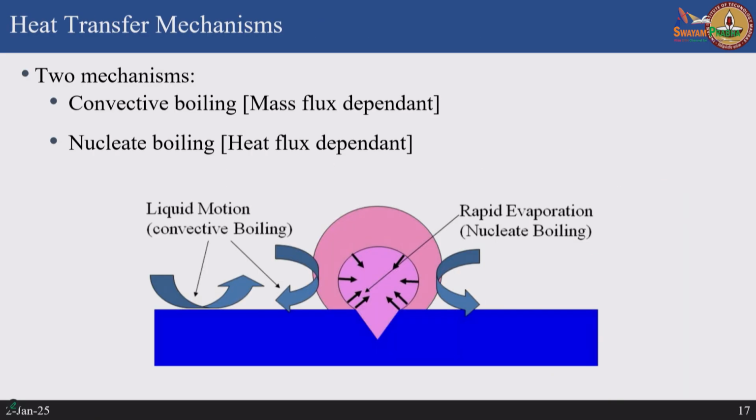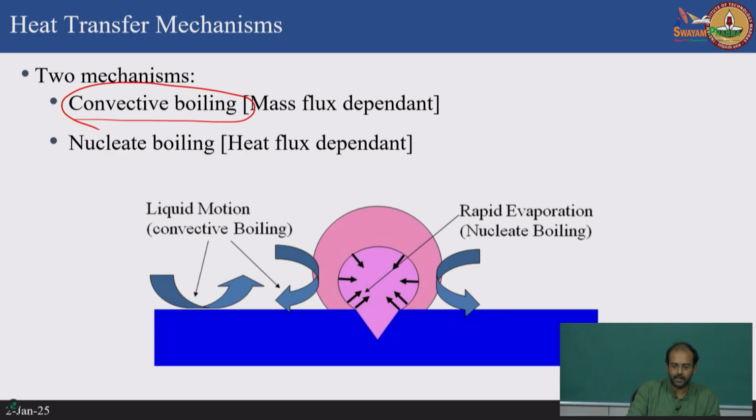Okay. So, now there are two important mechanisms that are happening when you have flow boiling. One is dominated by what is called convective boiling, which is nothing but the movement of the fluid. So, this is actually dependent on mass flux, whereas the other effect is due to the boiling itself, which is the nucleation that is happening at the interface between the solid and the liquid. So, this is the nucleate boiling, and this is primarily dependent on the heat flux, right.